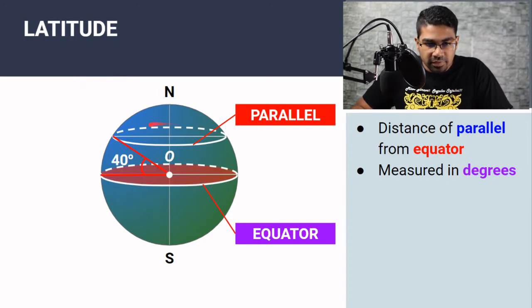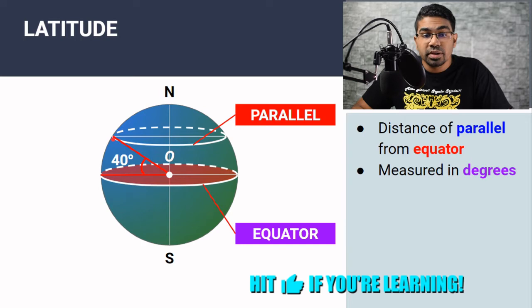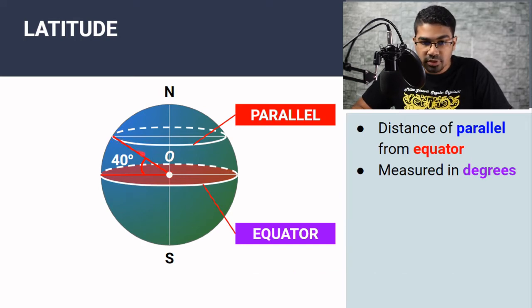First, we need to identify the parallel. And when we have the parallel, we draw a line from the parallel to the center of the earth. Parallel to center of the earth. And the latitude is when we find the angle between this line, the line of the parallel to the center of the earth, and the plane of the equator.